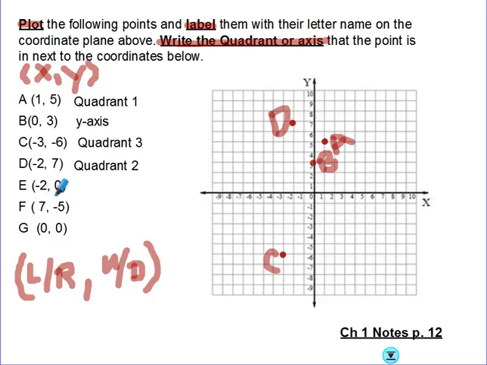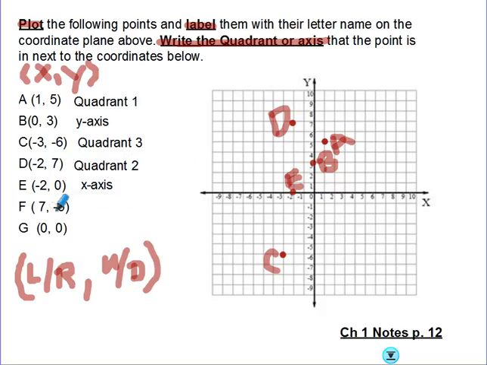Next one is negative 2, 0. So that's 2 to the left, up 0. All right, it's right there. It's also not in a quadrant. It's on an axis. It's on the x-axis.